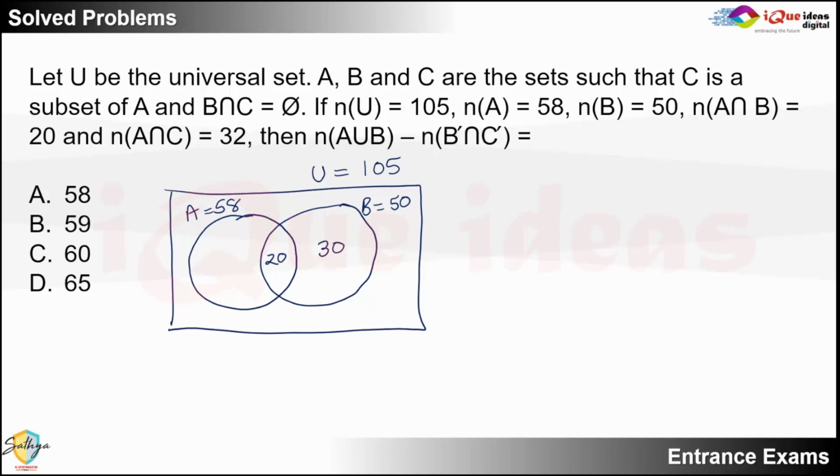It is given that C is a subset of A. So, I have C completely within A. And also B intersection C is empty. So, C has nothing in common with B.